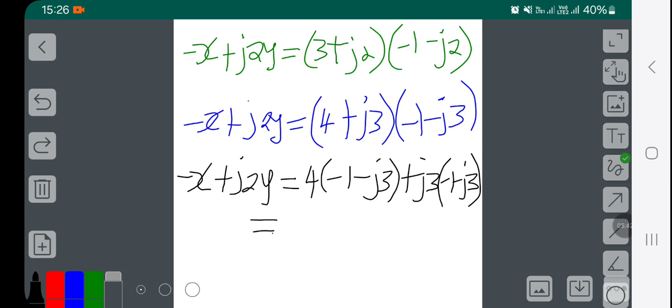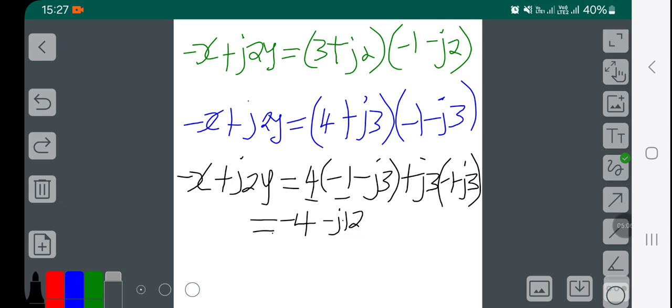The first here, I'm going to say 4 multiplied by minus 1. What you get? It's minus 4. The next, this 4 multiplied by negative j3. What you get? It's negative j12.